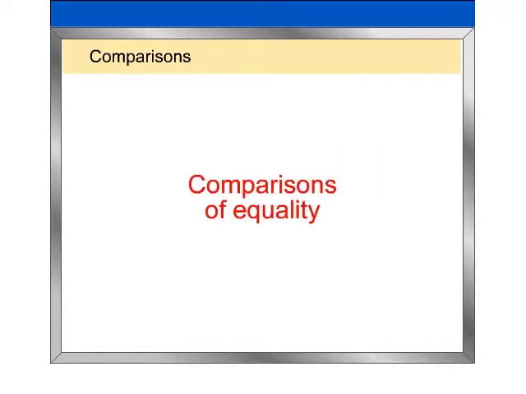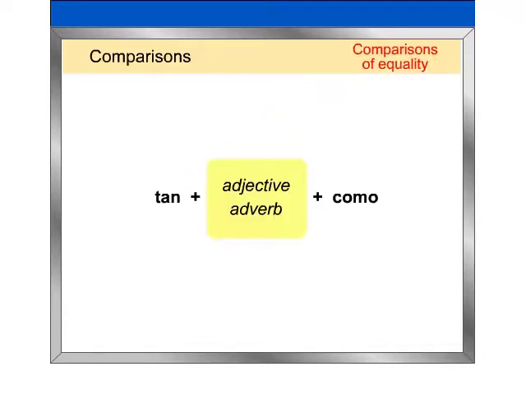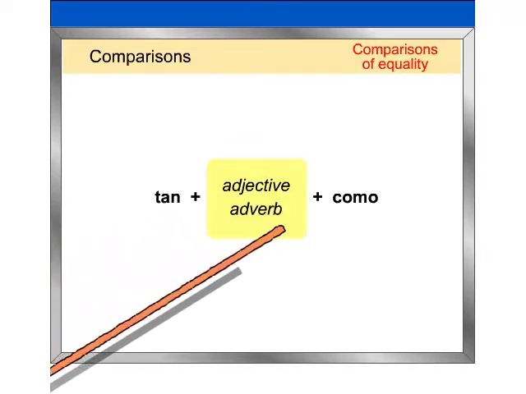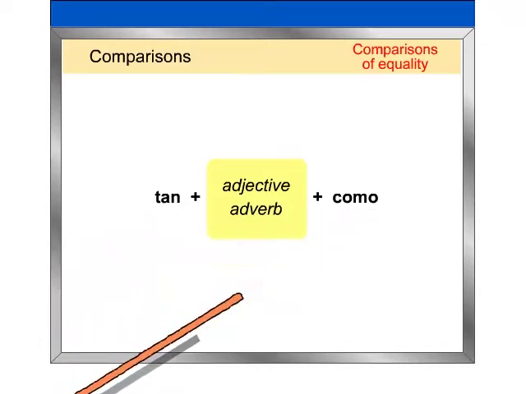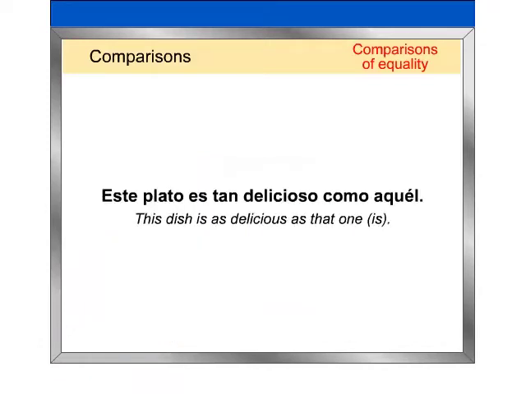Comparisons of equality. There are three basic constructions for making comparisons of equality. You use this construction to make comparisons of equality with adjectives and adverbs: the Spanish word tan plus the adjective or adverb plus the Spanish word como. Look at this example. Este plato es tan delicioso como aquel.